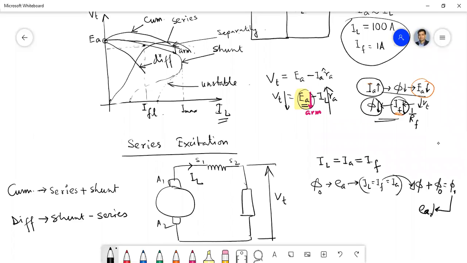Are you getting this? In case of differential compound, the series flux contribution will oppose the shunt field contribution. So therefore you will get stiff drooping characteristics for differential compound external characteristics. But for cumulative compound external characteristics, you will get initially some increase in voltage, then you will get the drop.